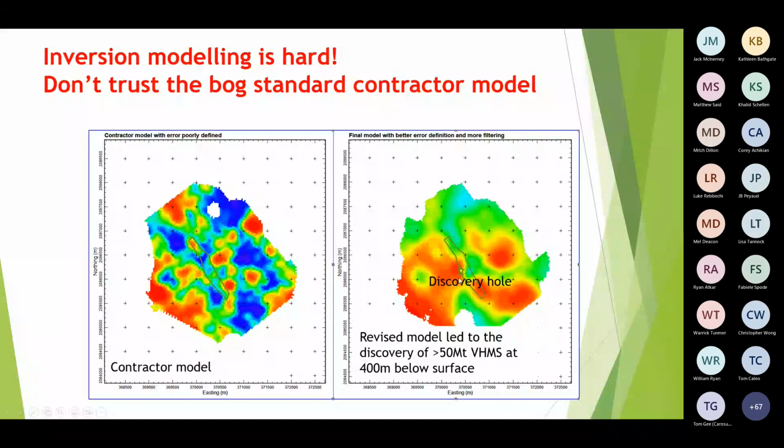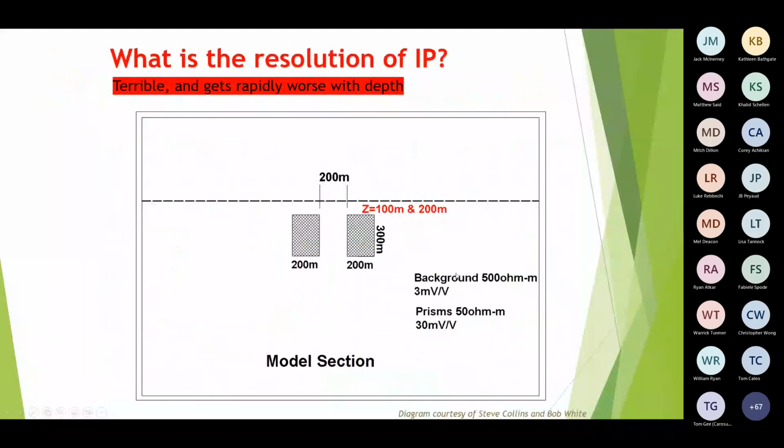So why? That's a 50 million ton deposit. Why didn't it make a better response is the other question. We still detected it and we discovered it based on that IP, but it's 50 million tons, it's ginormous. Why didn't it make a better response? That's because of the resolution of IP, which is terrible. IP has terrible resolution and it gets rapidly worse at depth. So at 400 meters below surface, something has to be really, really broad to be detected with IP, and VHMSs typically aren't that broad.